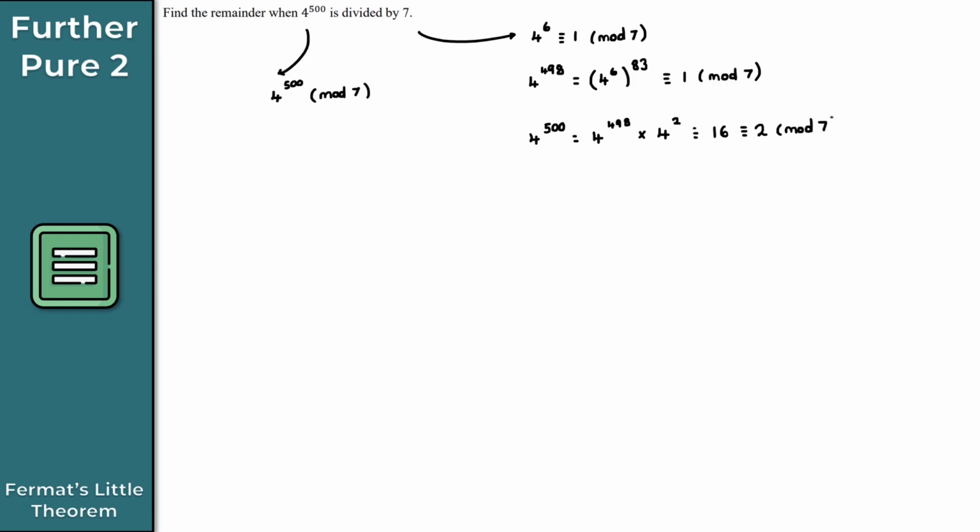Okay, like so. And therefore then what this means here, the remainder here is this number here. So the remainder then is 2. Okay. So the remainder when 4 to the power of 500 is divided by 7 is 2. And there we have it. So that gives us the solution to the very last question here, question 2. And that brings us to the end then of this video here on Fermat's little theorem.